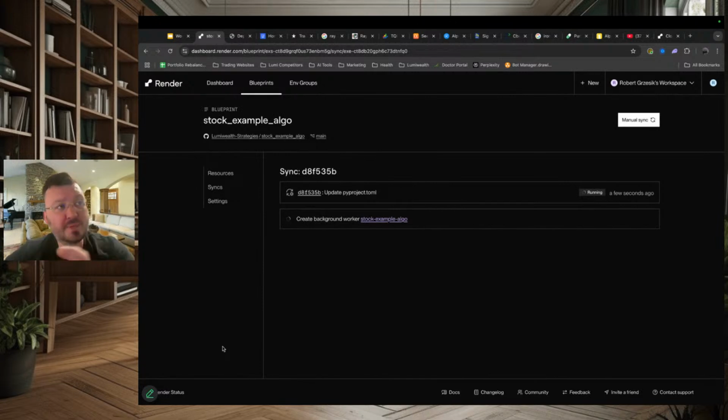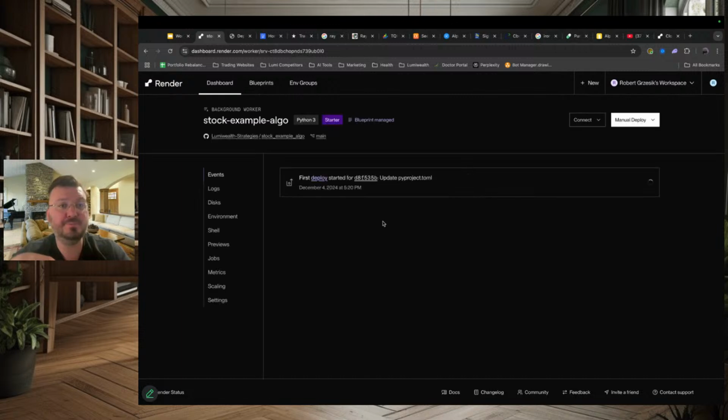Now, the problem is that this thing's deploying now, but it doesn't know yet what it's deploying to, right? Like, what is it going to be connecting to? Is it going to be connecting to Alpaca? It doesn't know that stuff yet. So to do that, we need to click on this background worker here. So this is stock example algo. A lot of people miss this, so please pay attention here. It's in the middle of the screen usually, and you'll see the name of it, and it's like this link that you can click on. So click on that link right there in the middle.